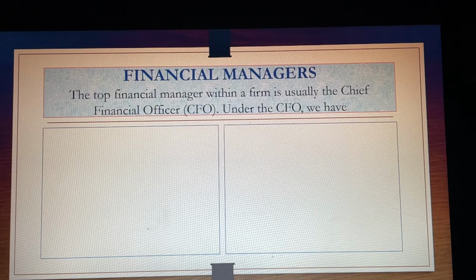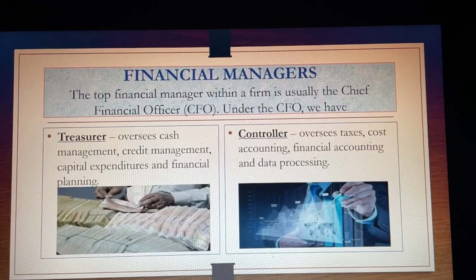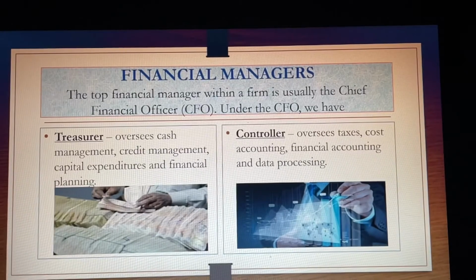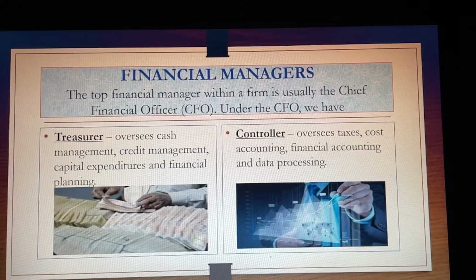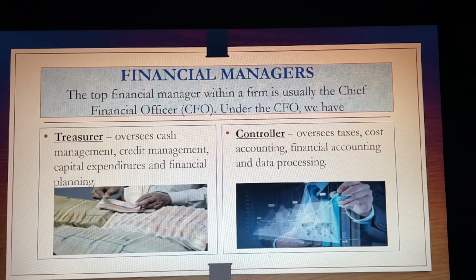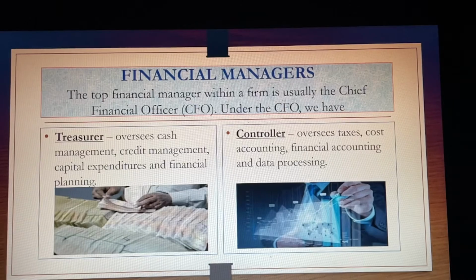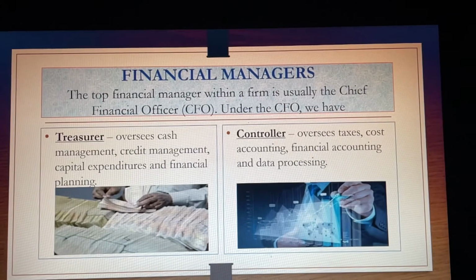Financial managers, these are the top financial managers within a firm. It is usually the chief financial officer, or CFO. Under the CFO, we have the treasurer. The treasurer oversees cash management, credit management, capital expenditures, and financial planning. Next is the controller. The controller oversees taxes, cost accounting, financial accounting, and data processing.